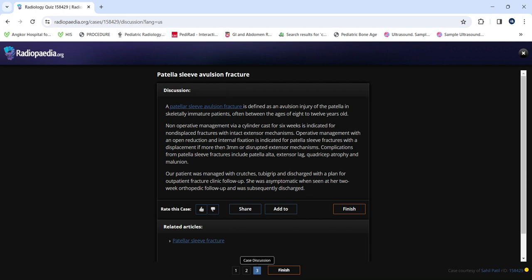Complications from patella sleeve fracture include patella alta, extensor lag, quadriceps atrophy, and malunion. Our patient was managed with crutches, touch weight-bearing, and discharged with a plan for outpatient fracture clinic follow-up. She was asymptomatic when seen at the 2 weeks orthopedic follow-up and subsequently discharged.